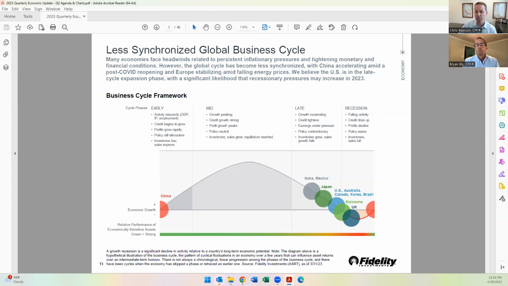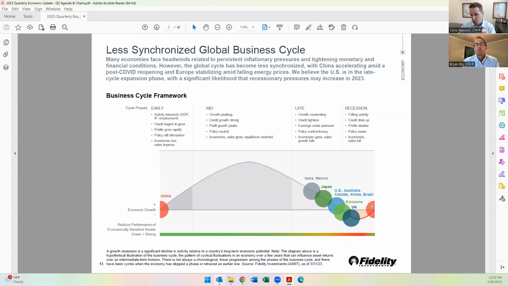So this chart from Fidelity is showing the business and economic cycle here. For the US, we're in the late cycle. These bullet points are things that we're seeing now. Earnings are coming under pressure. Credit tightening, meaning the Federal Reserve is raising interest rates. Growth is starting to slow down a bit.